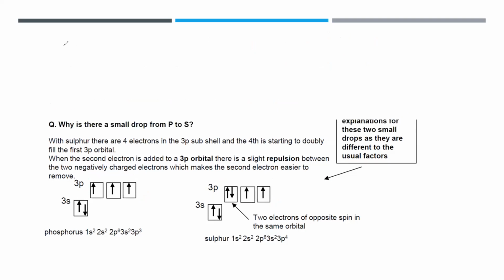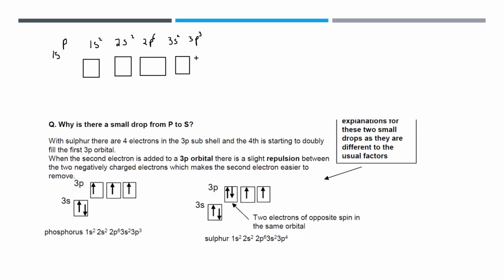When we write, for example, phosphorus, which is 15, the electronic configuration is 1s2, 2s2, 2p6, 3s2, 3p3. In the electron in a box model, this is 1s, this one is 2s, then 2p, which consists of 3 orbitals, then 3s, and then 3p.